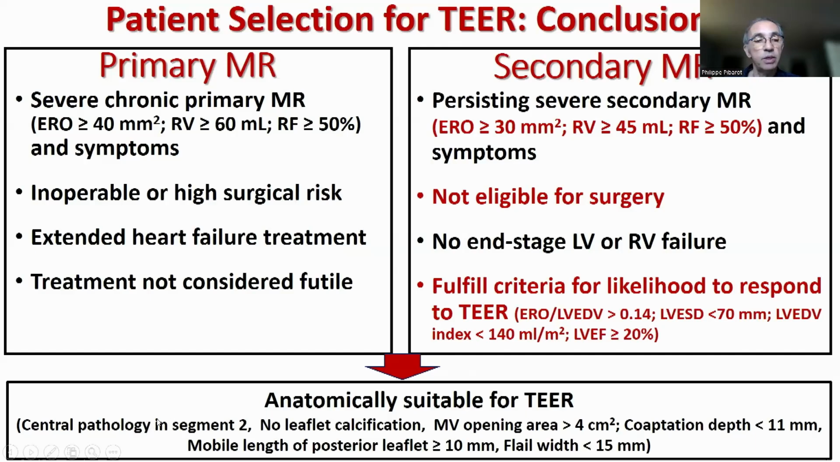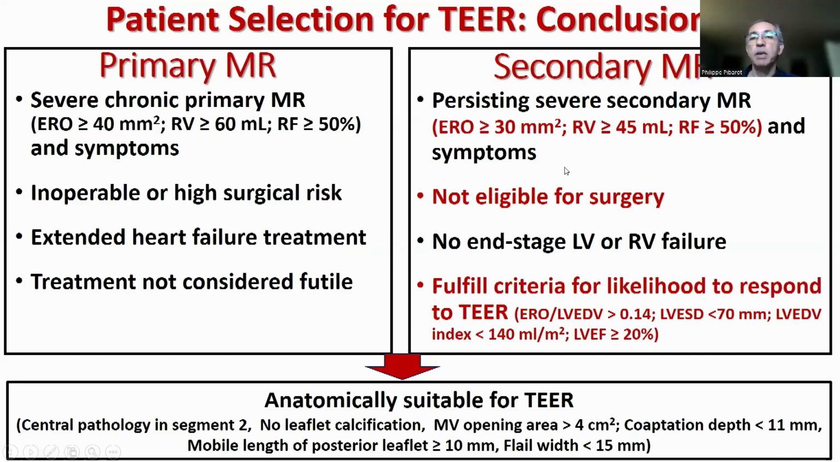for TEER. So I've summarized the key criteria here: central pathology in segment 2, no leaflet calcification, mitral valve opening area more than 4 centimeters squared, coaptation depth less than 11 millimeters, mobile length of the posterior leaflet more than 10, and the flail width less than 15 millimeters.